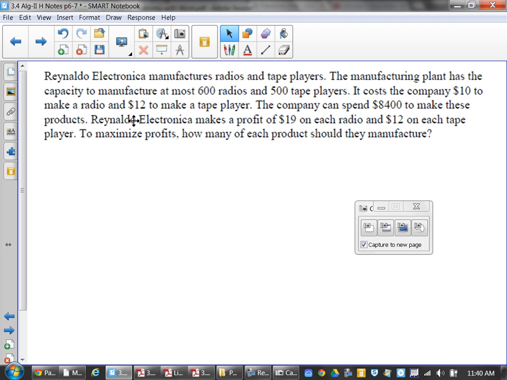Reynaldo Electronica makes a profit of $19 on each radio and $12 on each tape player. In order to maximize their profits, how many of each should they make?